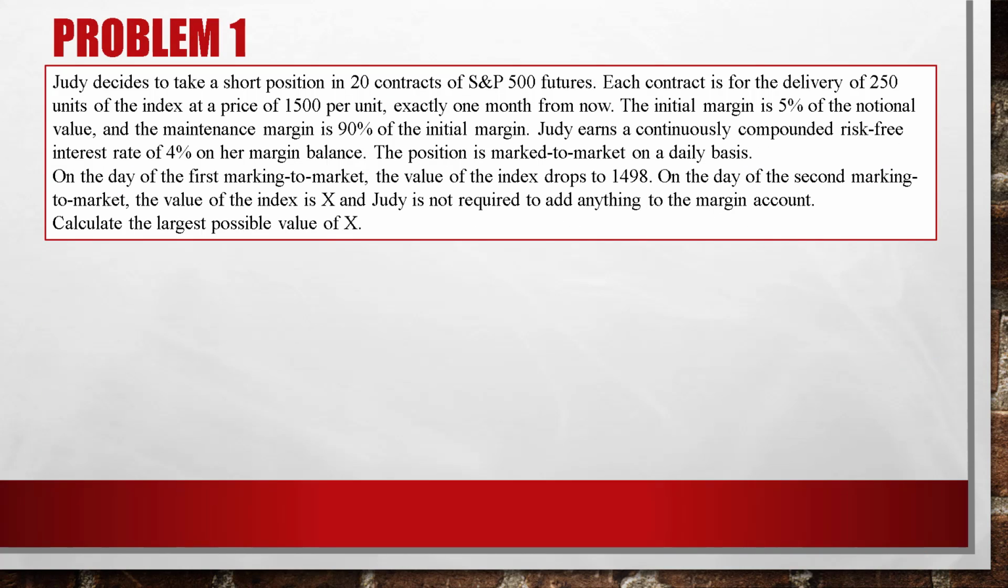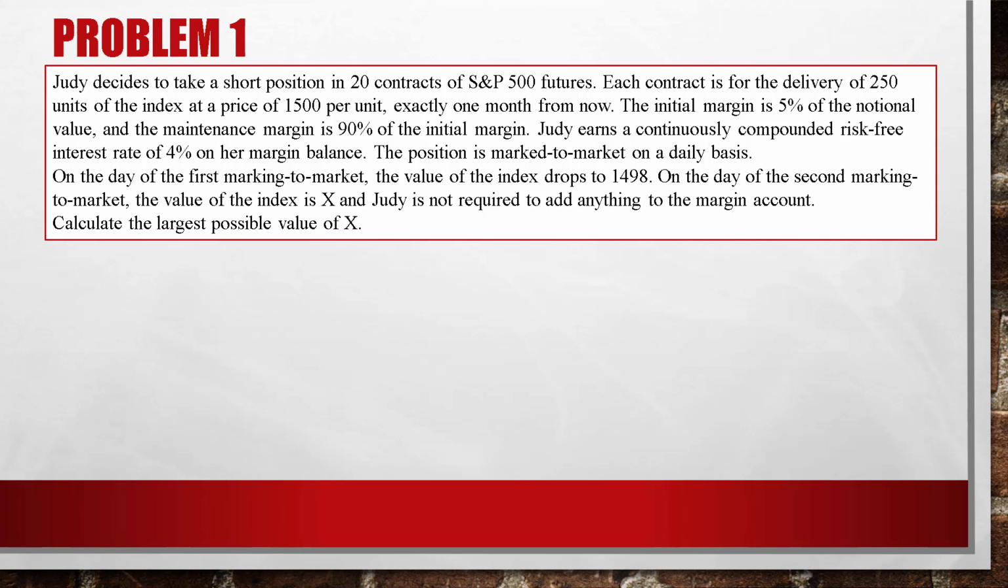Judy decided to take a short position in 20 contracts of S&P 500 futures. Its contract is for the delivery of 250 units of the index at a price of $1,500 per unit, exactly 1 month from now. The initial margin is 5% of the notional value, and the maintenance margin is 90% of the initial margin. Judy earns a continuously compounded risk-free interest rate of 4% on her margin balance. The position is marked to the market on a daily basis.